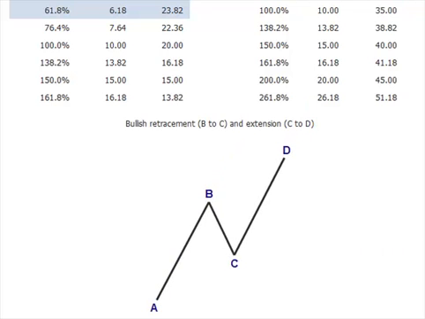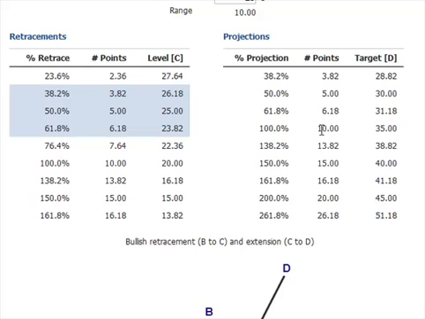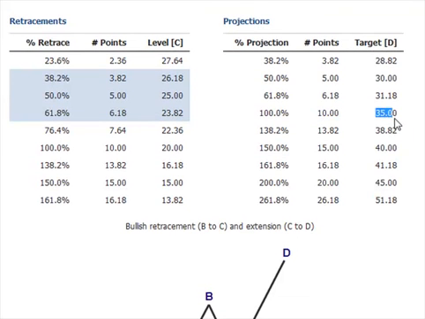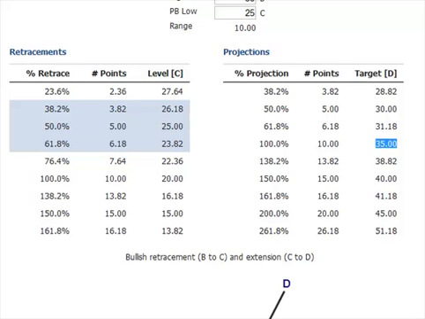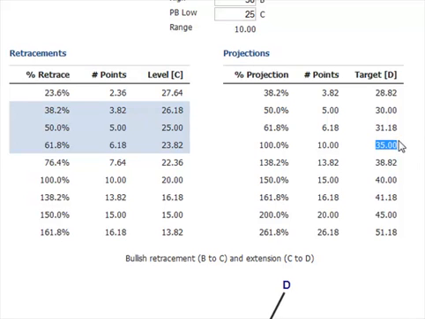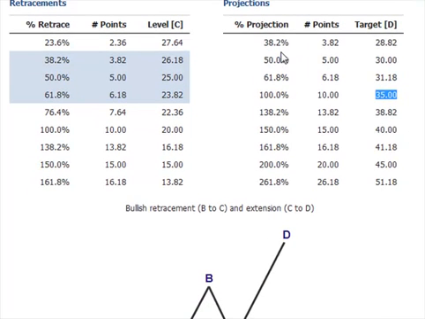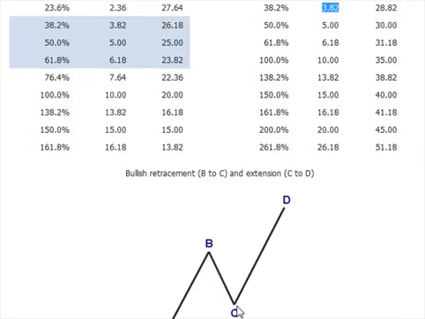extension of that move would be, we would take those 10 points and add them to the pullback low, and that would give us our target of $35 a share. Now, it's not always going to do that, so we can come up with potential levels where the market would go. Let's say it only extended 38.2% of that move. Then it would go $3.82 from the pullback low, which we know is 25, so the stock might encounter some resistance at $28.82, falling short of that point B.